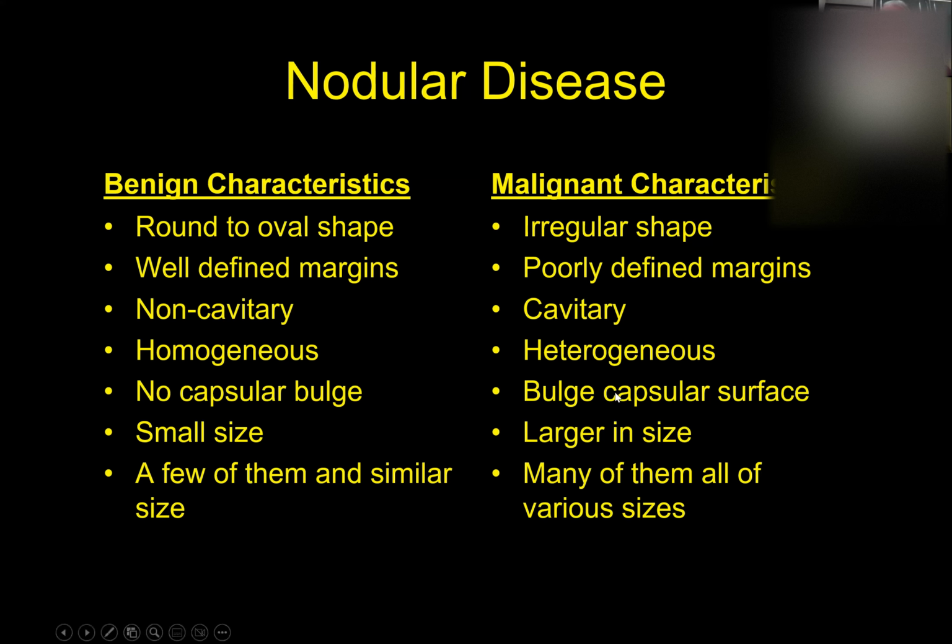If it does bulge the capsular surface and causes a big concavity and distorts the capsular surface, sometimes that means they're so fast growing that they bulge the capsular surface and they're trying to break out of the confines of that organ. In general, if there's one or two of them and they're all small and about the same size, most of the time they're going to be benign. If they're larger in size and variously sized, most of the time they're going to be malignant. So this is just a little chart you can use to help you get an educated guess of the next step to help these owners decide what to do.